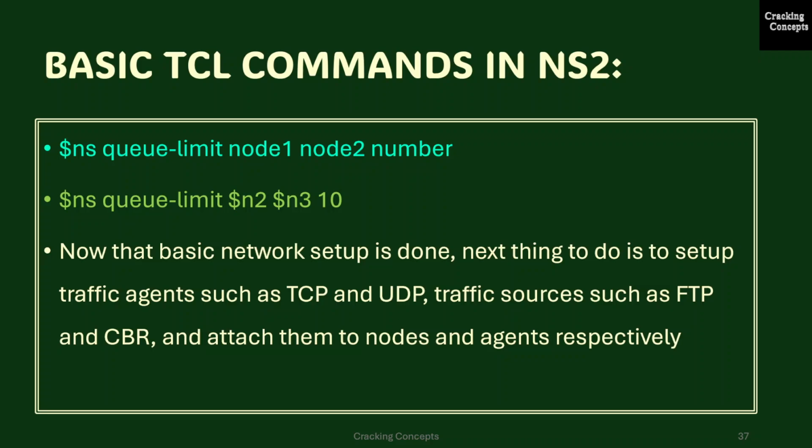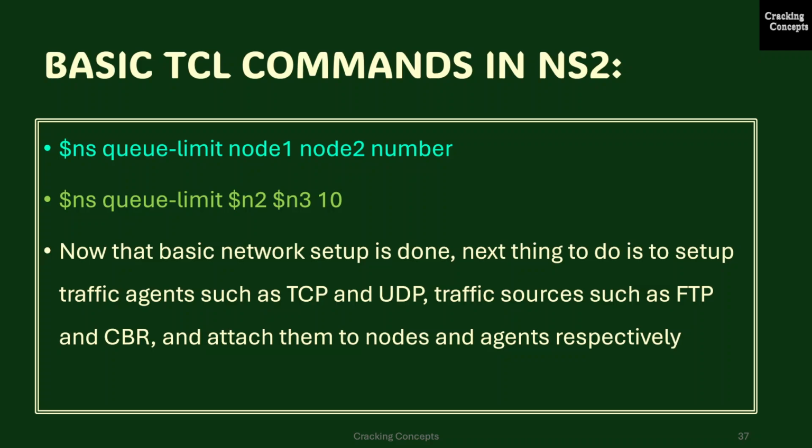The next command $ns queue-limit node1 node2 number. This line sets the queue limit of the link that connects node 1 and node 2 to the number specified. So here the queue limit between N2 and N3 is 10.